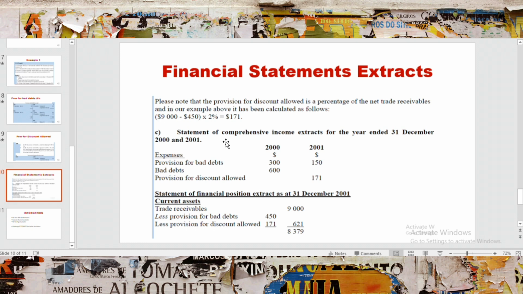So statement of comprehensive income extracts for 2000 and 2001. So you record 2000, 2001. As I have said, provision for bad debts, we record for 2000 there was 300, no other figure was there, so it would be 300. But in 2001 there was an increase. That's why we've recorded provision for bad debts as 150, because there was an increase from 300 to 450. We record 150. Then there are also bad debts of how much? Of 600, as stated in the question.